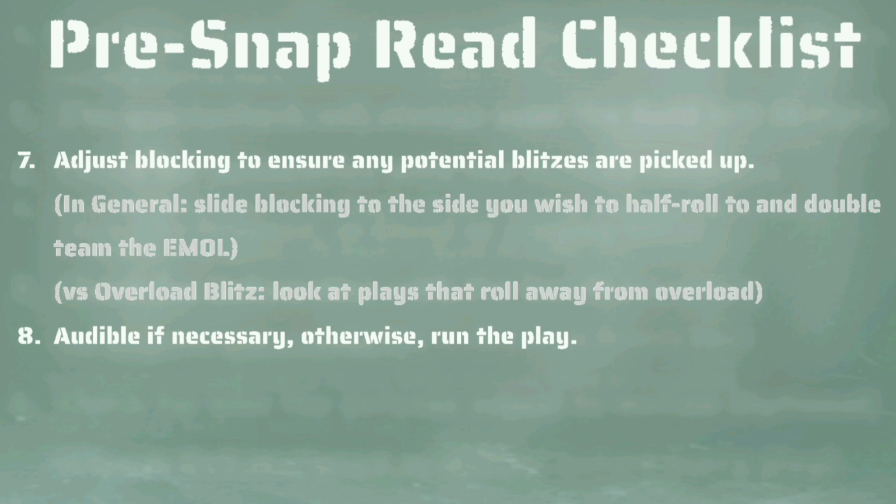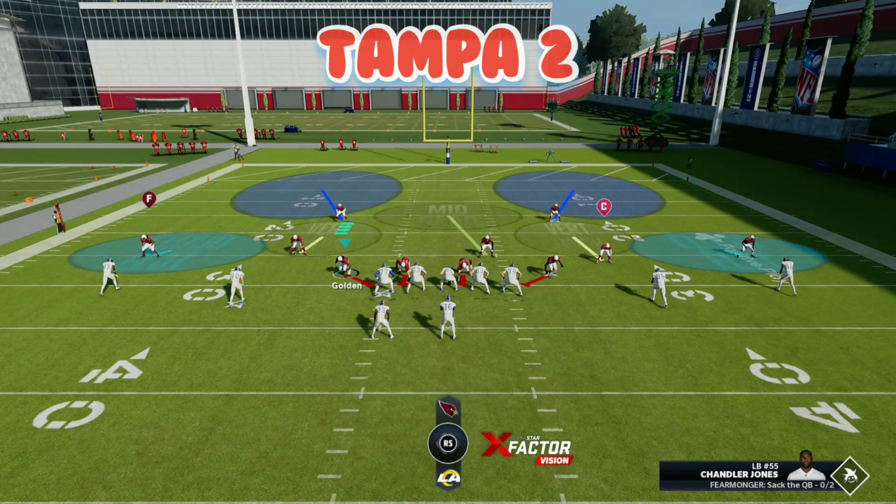Versus overload blitz, look at plays that roll away from the overload. Number 8, audible if necessary. Otherwise, run the play. Now let's take a look at some coverages and how they normally align to our run and shoot formations. We have Tampa 2 versus gun spread.